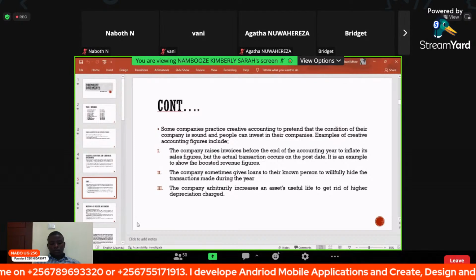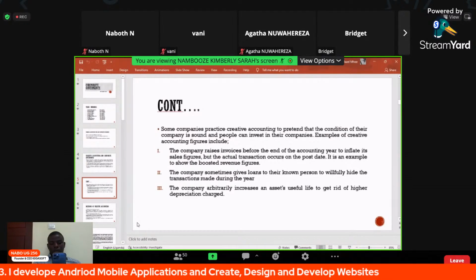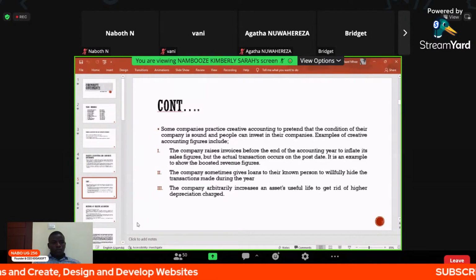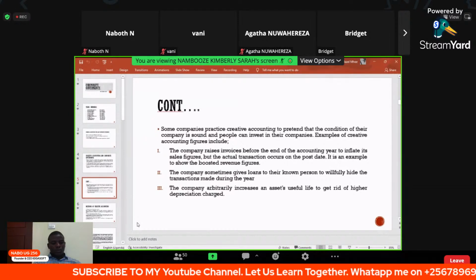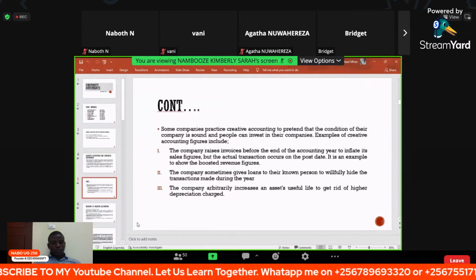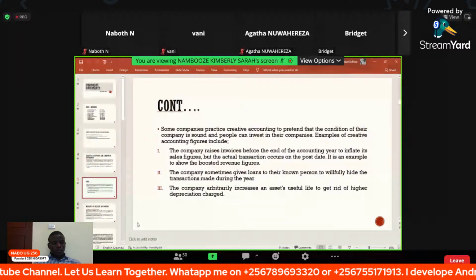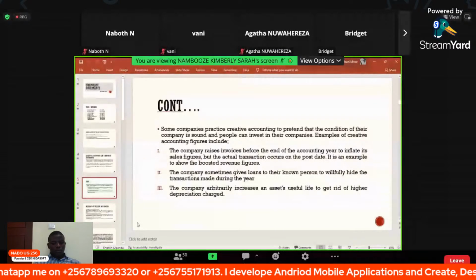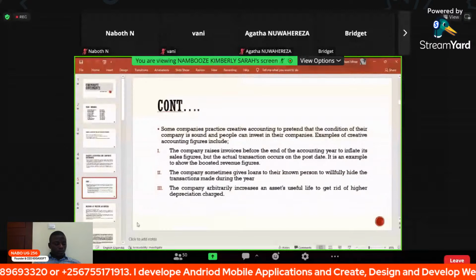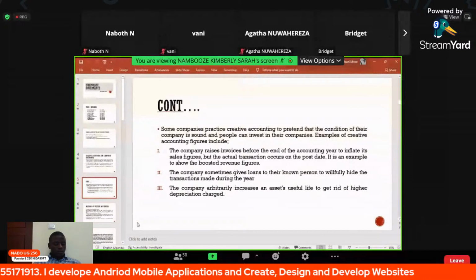More so, other companies increase assets' useful life. They do this in a way, like you buy a car, let's say it will depreciate within 2 years. Then you tell maybe the person who is going to buy that the car will take 5 years to depreciate, in order to get higher depreciation charged. So that's why some companies do so in most cases. I think we shall go to the next slide.